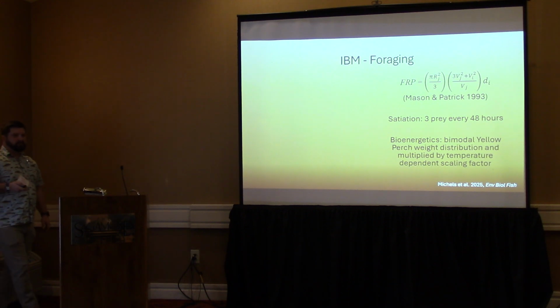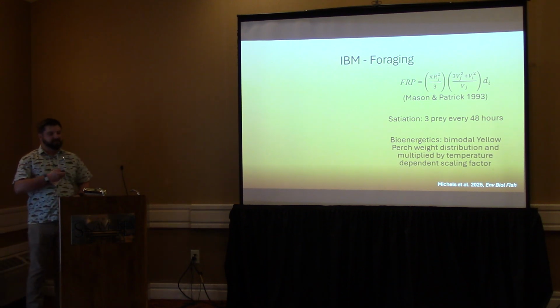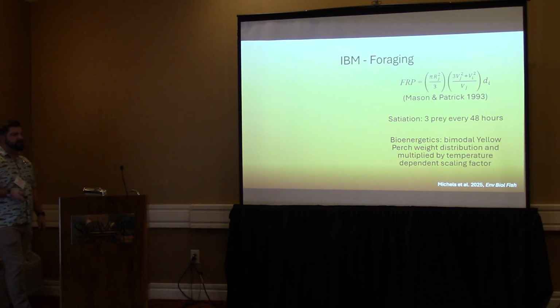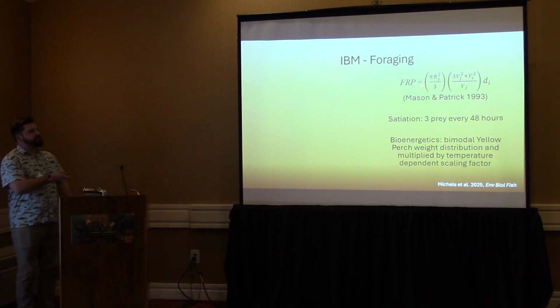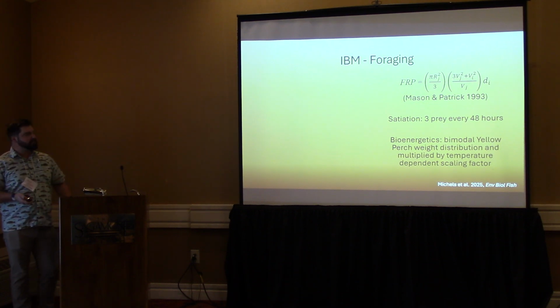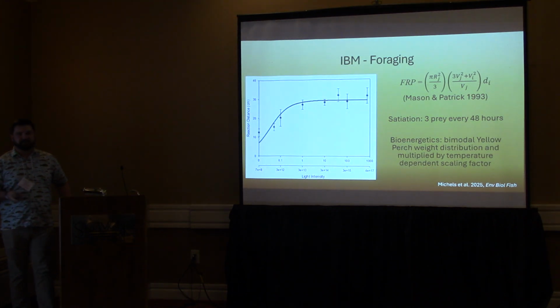And so to estimate foraging in this individual-based model, we use the foraging rate potential equation that was developed by Mason and Patrick in 1993, which essentially uses the reaction distance of that fish, followed by the speed of the predator, the speed of the prey, and also the density of the prey at any given time. For this, we use some data that we collected in the lab prior to this, looking at the reaction distance of Age-0 walleye.